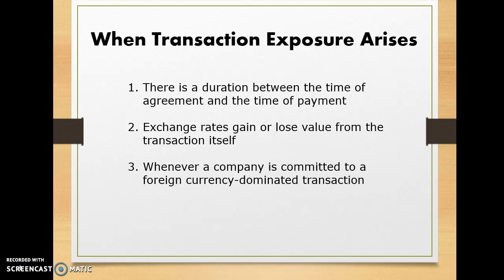There are three main indicators of when transaction exposure actually arises. The first one is when there's a duration between the time of agreement and the time of payment. The second is when exchange rates gain or lose value from the transaction itself. And third is whenever a company is committed to a foreign currency denominated transaction.